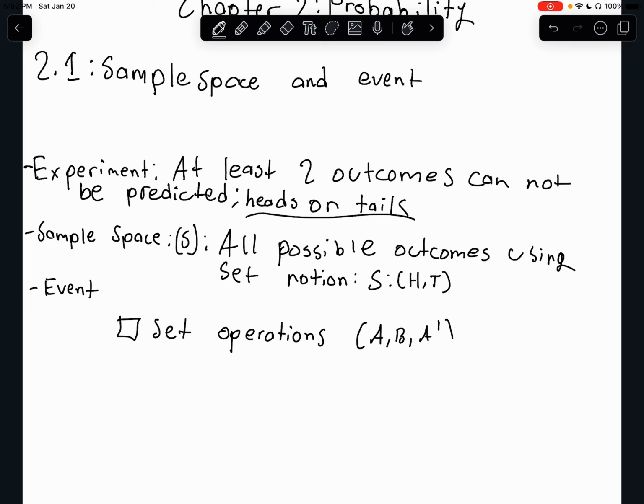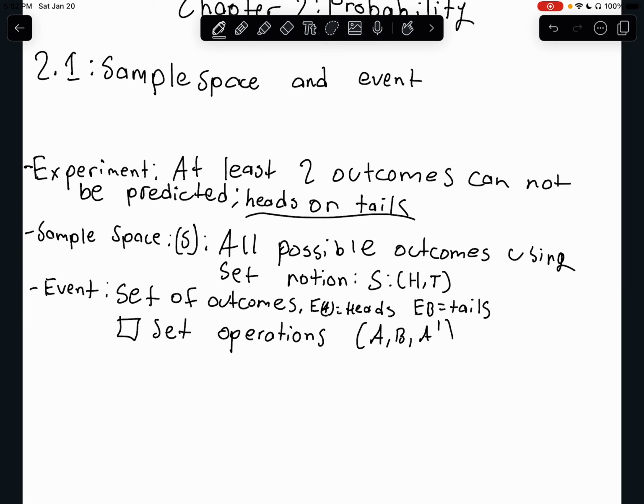So using set notation. Last one, an event is any collection, or I'm going to say set, of outcomes. So for example, with heads or tails, event A is heads, and event B is tails. So we can determine this.